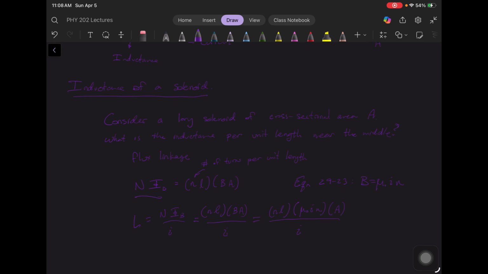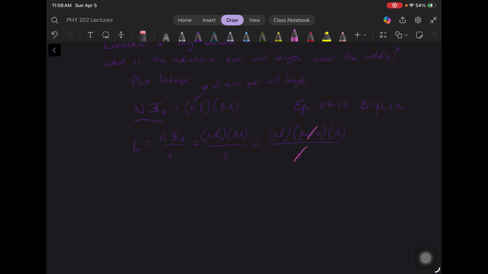And then all of this is over the current, which gives us an interesting result: the current cancels out. Interesting. And so then we're going to rewrite it in terms of L over lowercase l, so that's the inductance per length. Right? And so that's equal to mu naught n squared times the area.